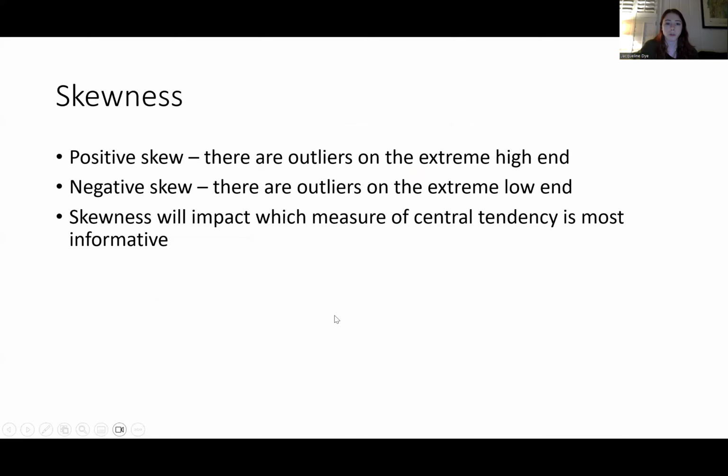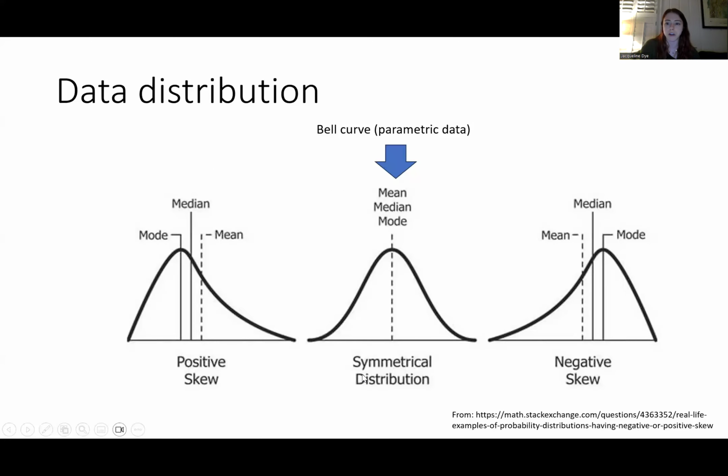So as we just talked about with skewness, in a positive skew, there's going to be outliers on the extreme high end. With a negative skew, there's going to be outliers on the extreme low end. And skewness will impact which measure of central tendency is most informative. So if we go back here, mean is probably not going to be as informative as a median or even the mode in this situation, because it's being so influenced by these outliers.